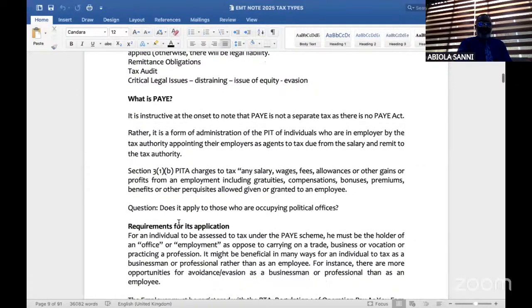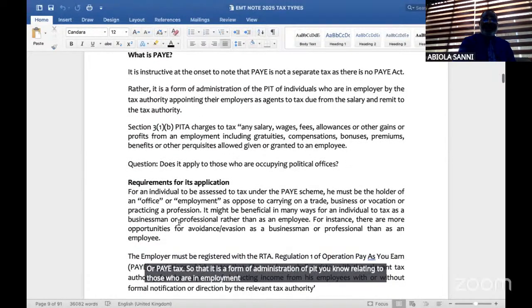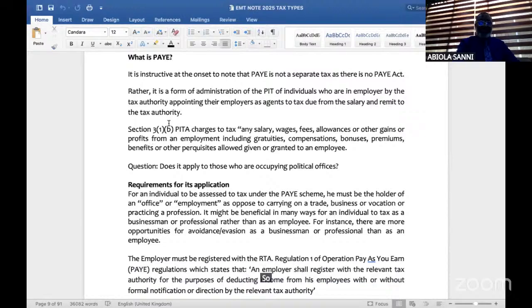Now, PAYE is not a separate tax. If it were a separate tax, there would be a PAYE Act or PAYE tax. Rather, it is a form of administration of PIT, relating to those who are in employment and directing the employer to withhold tax on behalf of government as an unpaid agent. So section 3(1)(b) is the focal point.